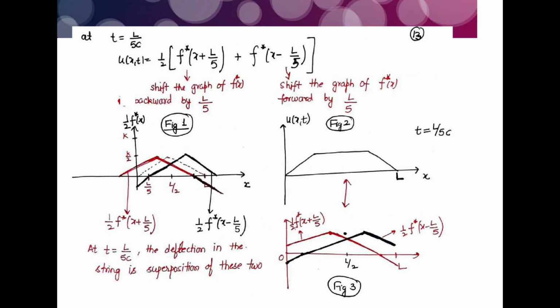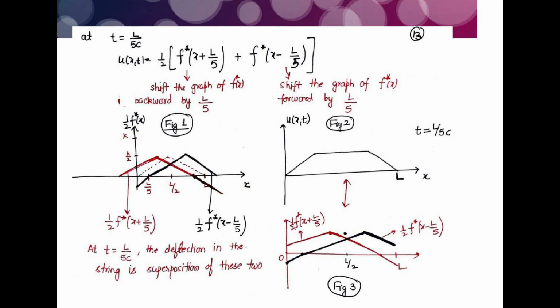Now we find the deflection in the string at a time t equal to L by 5c. The deflection u(x,t) is given by half of f star (x plus L by 5) plus f star (x minus L by 5). Now in this equation, the first function is obtained by shifting the graph of initial deflection f star x in the backward direction by L by 5 units. And the second function f star (x minus L by 5), its graph is obtained from the graph of f star x by shifting it in the forward direction by L by 5 units.